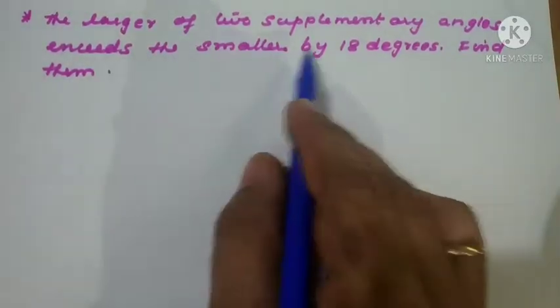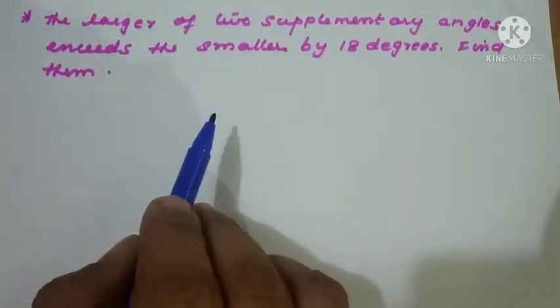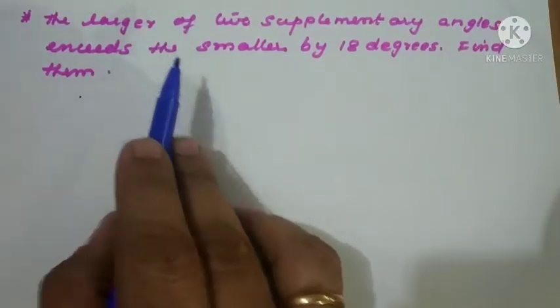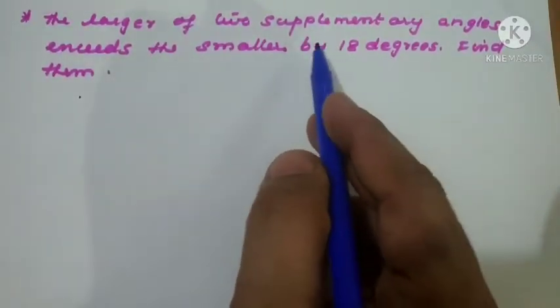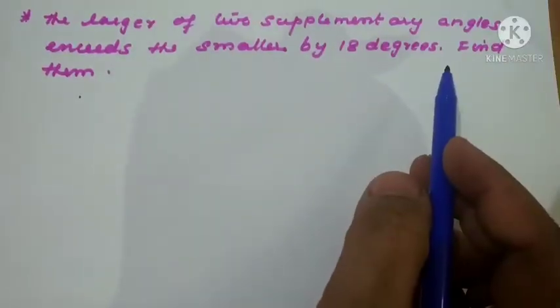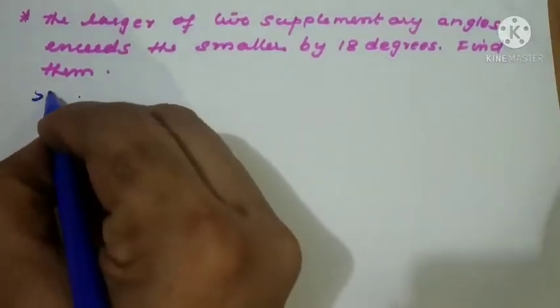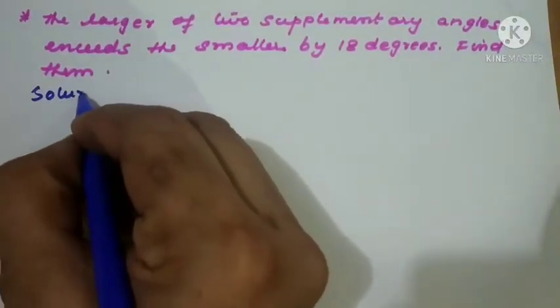The larger of two supplementary angles exceeds the smaller by 18 degrees. Find them. So let the larger angle be x and the smaller angle be y. You know that supplementary means the sum of the two angles equals 180 degrees. So we'll go for this solution.